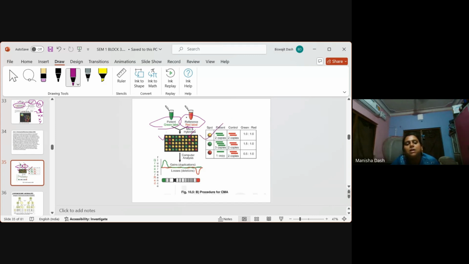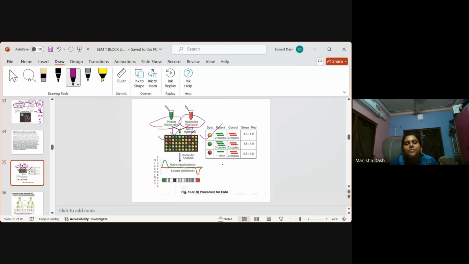But if there is some kind of duplication, or multiplication, or abnormal number of chromosomes in your patient sample or the sample that you are analyzing, then what will happen? The green color will be more, because after neutralizing the red color, there will be an excess of green emission. So the green is representing some kind of abnormality.